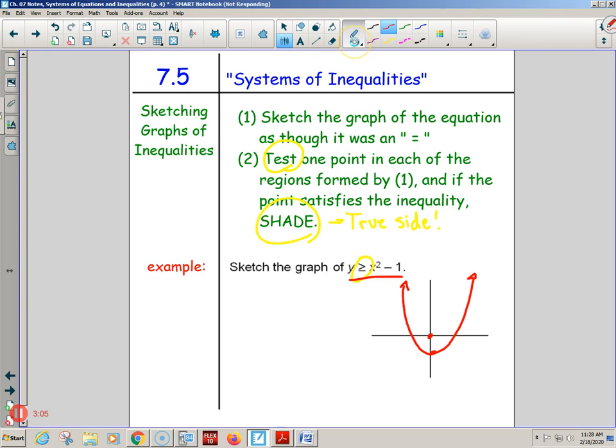I was trying really hard to get a highlighter. Well, obviously that did not work so well. So I'm just going to use my pen.